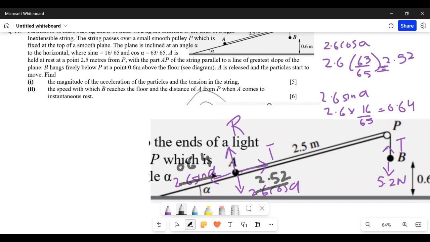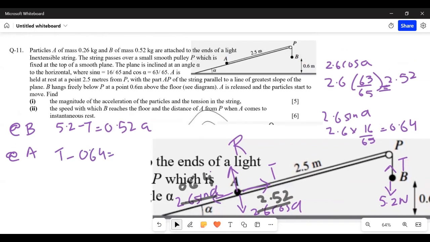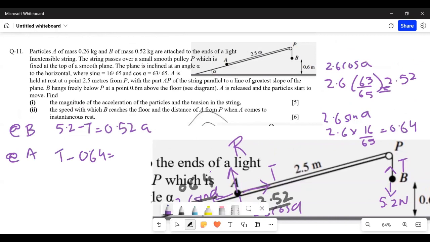Now we have to find the tension and the acceleration. So let's use forward minus backward equals MA. At B, it's going to be 5.2 minus T equals 0.52A. And at A, the forward force is going to be T minus the backward force, 0.64, equals the mass at A, which was 0.26, times A. Solve these and give me the value of A and T.